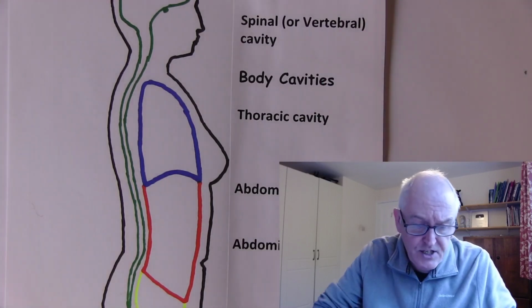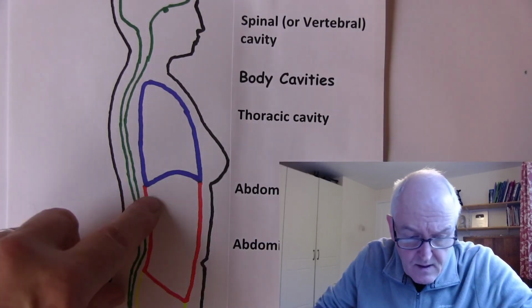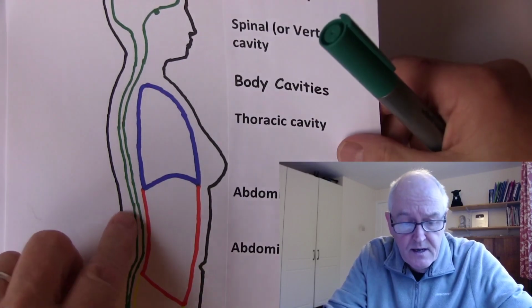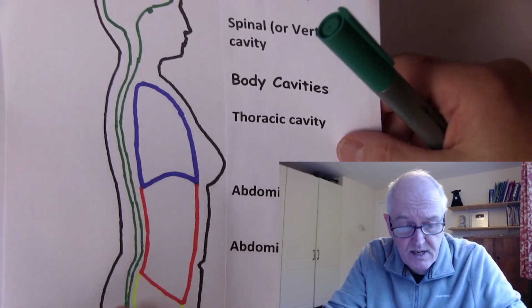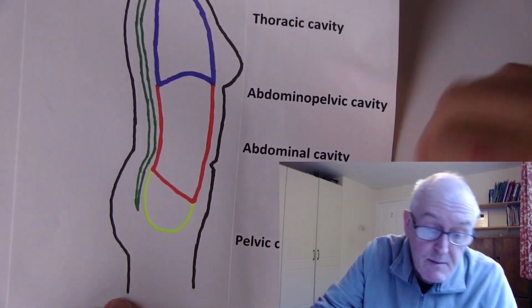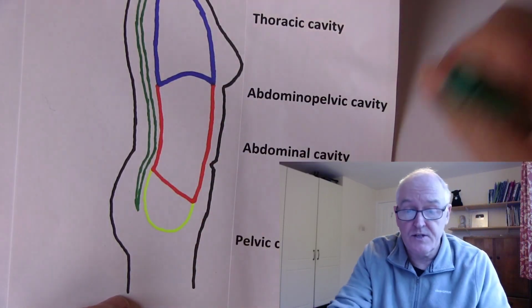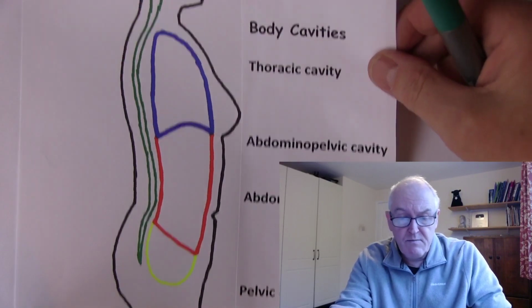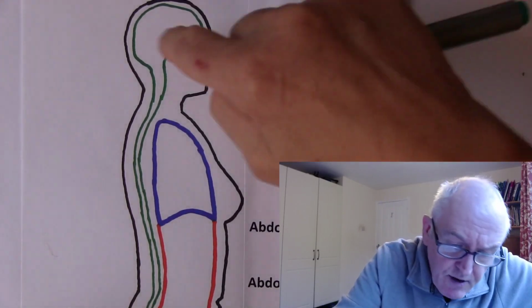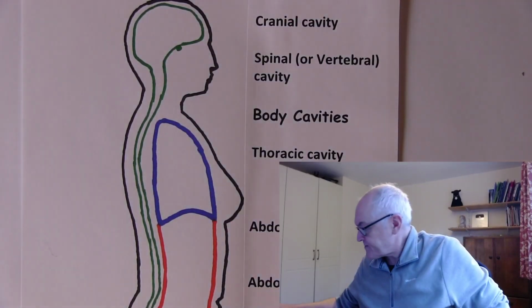And the spinal cord actually stops about there, but the spinal cavity or the vertebral cavity goes on further down, because we have large nerves going down there as well to supply the pelvic organs and the bottom part of the body. So we have this cranial cavity and the vertebral cavity.